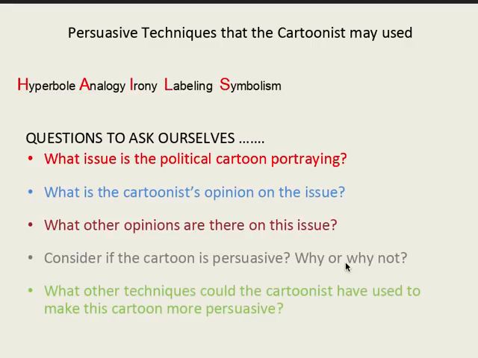So when we look at things, we need to be critical. And those are the questions that we ask to assist in that process. What I'm going to do is go through really quickly each section of HAILS: hyperbole, analogy, irony, labeling, symbolism. And if you want to pause and copy down the information before listening to me explain it, or go back, that's completely up to you.